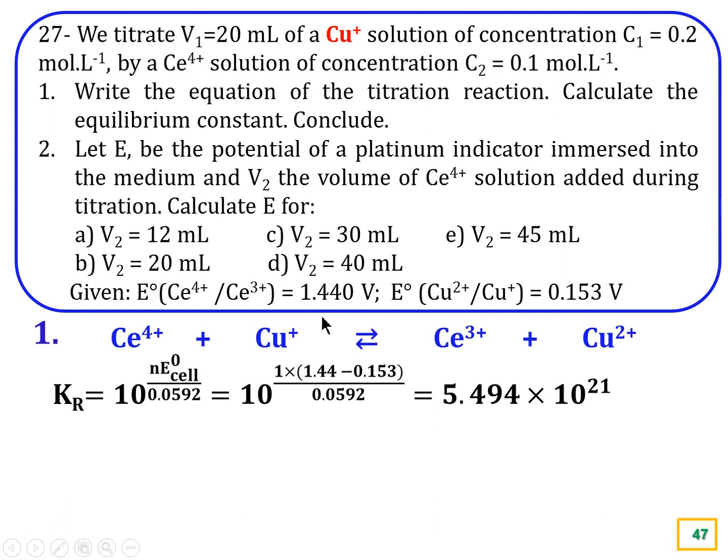E0 of the cell is equal to E0 reduction minus E0 oxidation, so equal to E0 of the couple cerium 4+/cerium 3+ minus E0 of the couple Cu2+/Cu+, 1.44 minus 0.153, so K of the reaction is equal to 5 times 10 to the power 21. The value of K of the reaction is very high, so this reaction is complete.